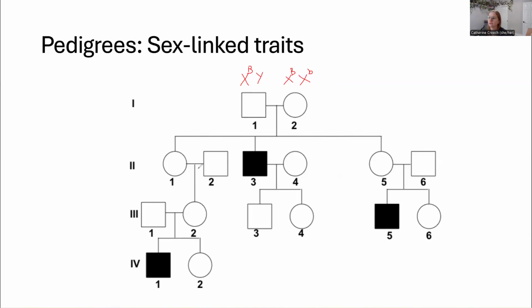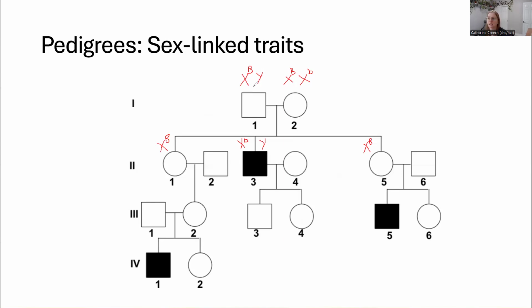Now, both of these girls are not colorblind, so they have the X with the big B, big B, that has determined them being not colorblind. This male is colorblind. Because this person is a male, they inherited the Y chromosome from their father. That Y chromosome did not have an allele for color blindness on it.